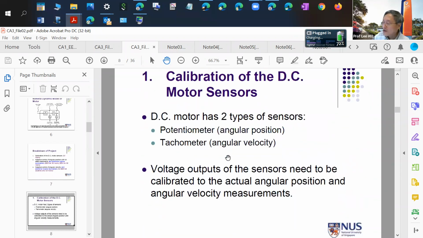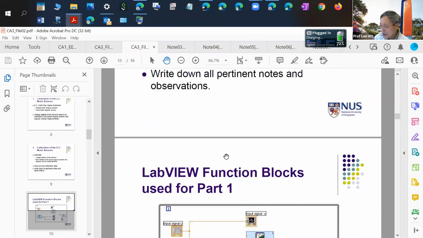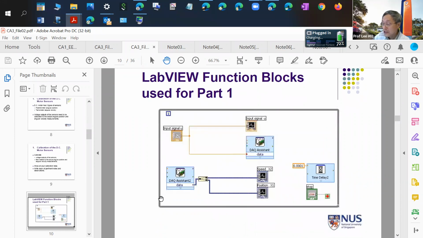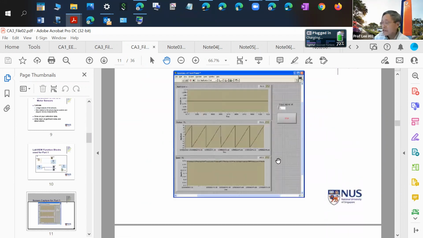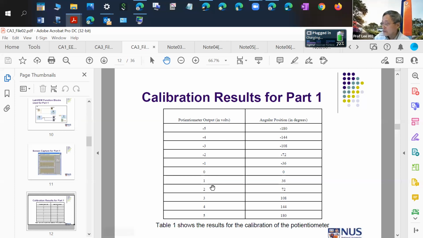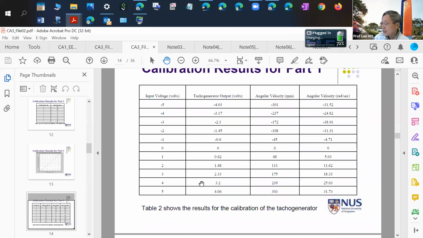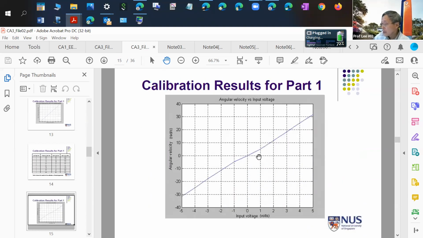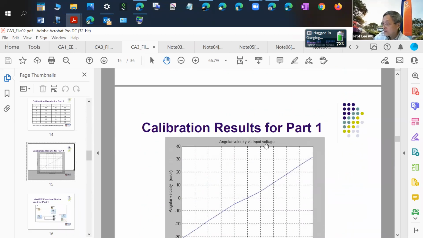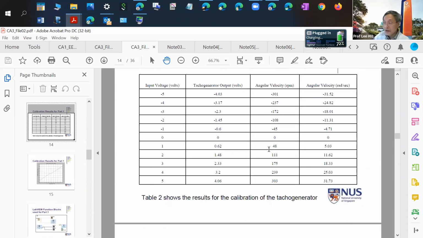All right. So instead of that, I said, look, I actually have calibration data. When you're calibrating, you have to set up the equivalent of a real-time Simulink setup like this, which is LabVIEW. LabVIEW is real-time Simulink. You have to set it up so that you can do the calibrations. You can see this was part of the calibration, and these were the calibration results for the angular position potentiometer. Then these are the results for the angular velocity, the tacho generator. So I said, look, you now have in this second file all the calibration data.